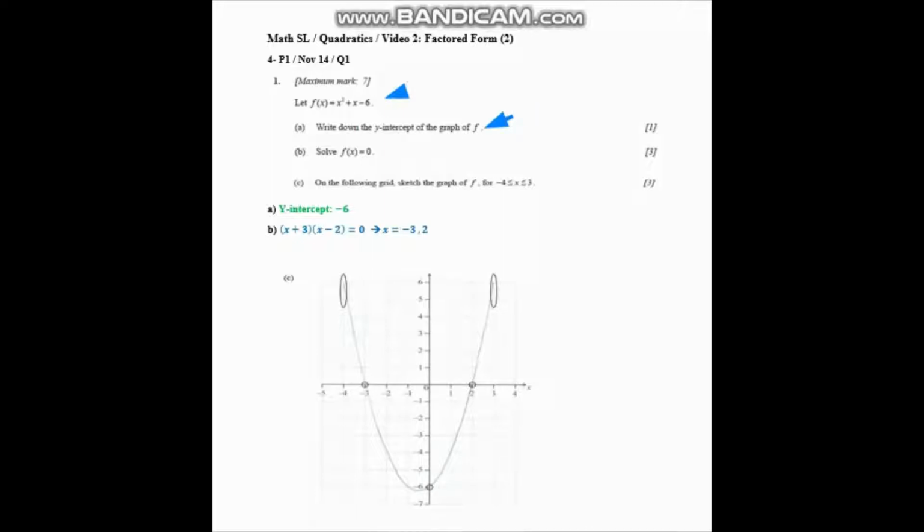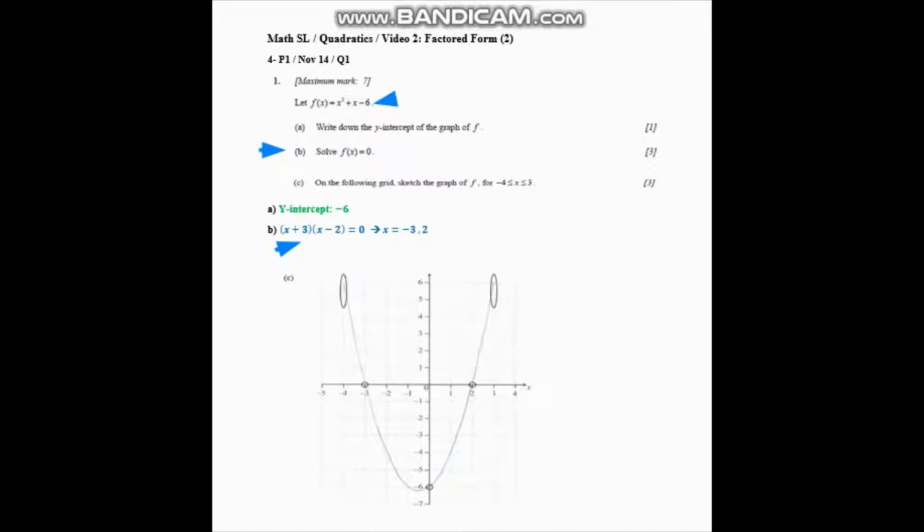So the y-intercept exists when x equals 0. So I shall plug x equals 0 into this equation right there, getting 0 plus 0 minus 6, hence the y-intercept is -6. In question B, I'm required to solve f of x equals 0. So I shall solve this equation equal to 0. So what I need to do is factorize this equation. So x squared plus x minus 6 gives me x plus 3 times x minus 2 equals 0.